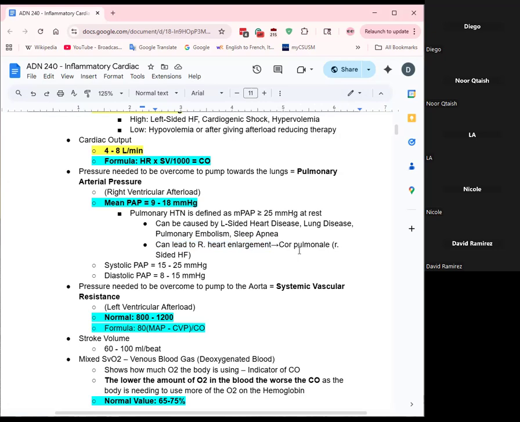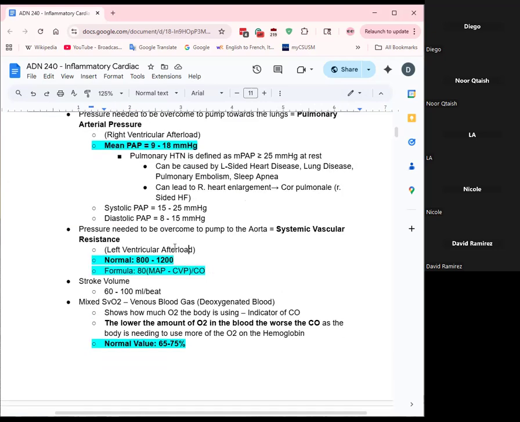So that is something to keep in mind, just as future reference. There's a very strong relationship between the lungs and the heart.